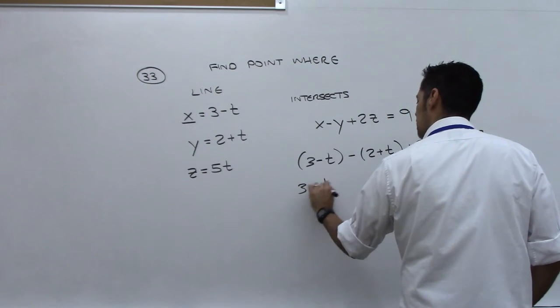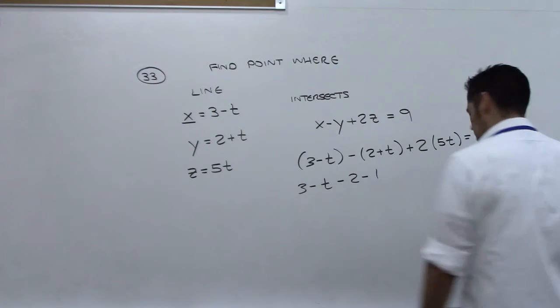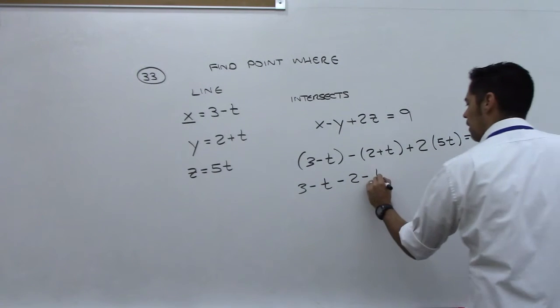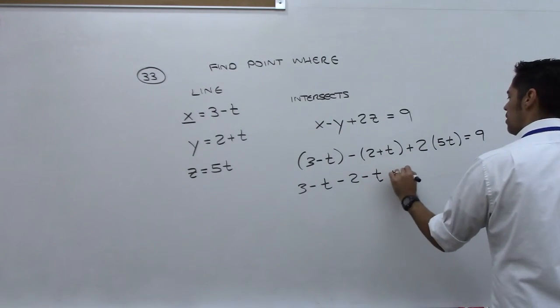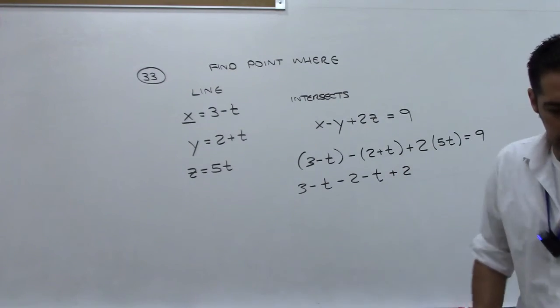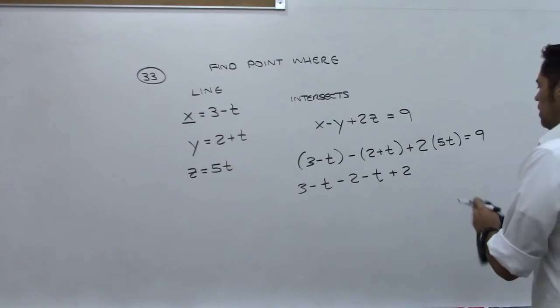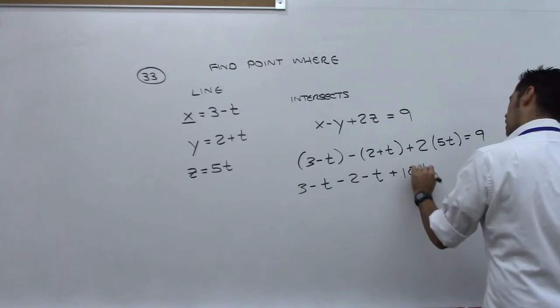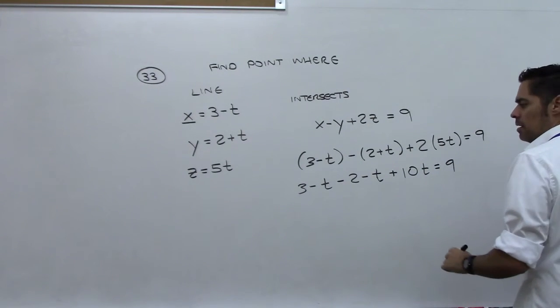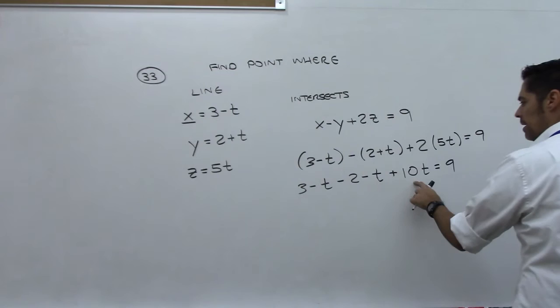3 minus t minus 2 minus t plus 10t equals 9. So how many t's do I have here? 8 t's.